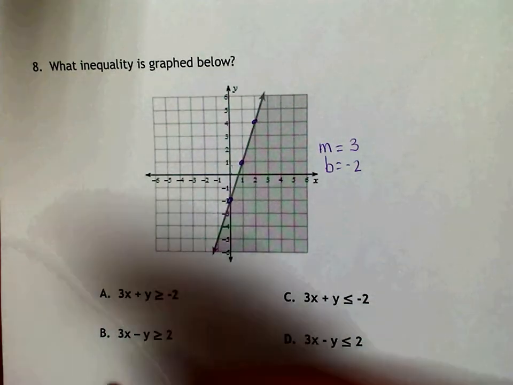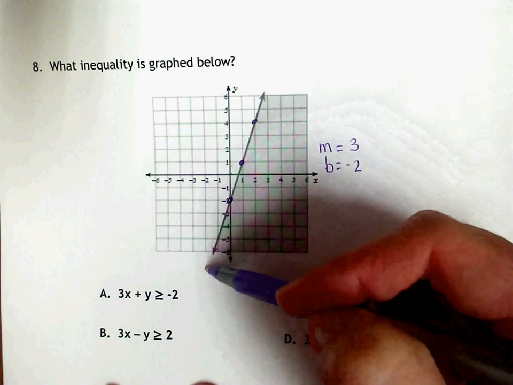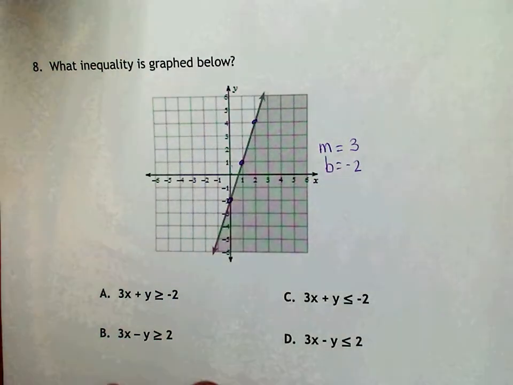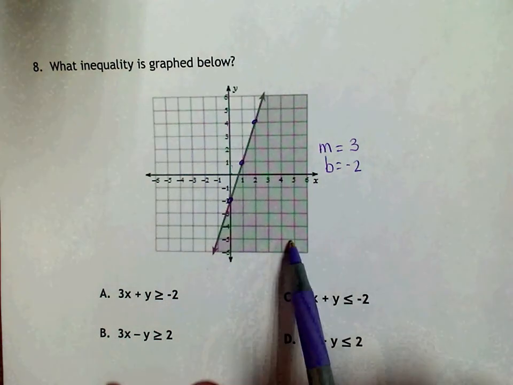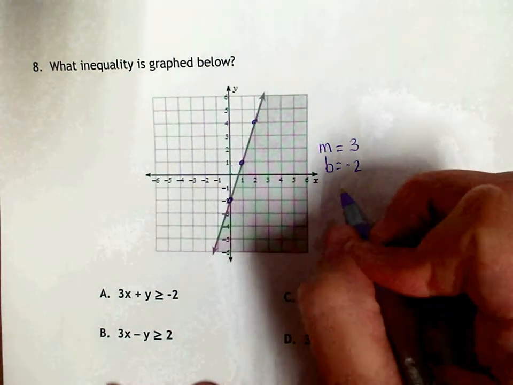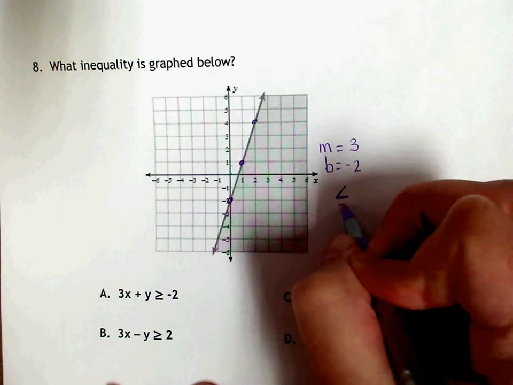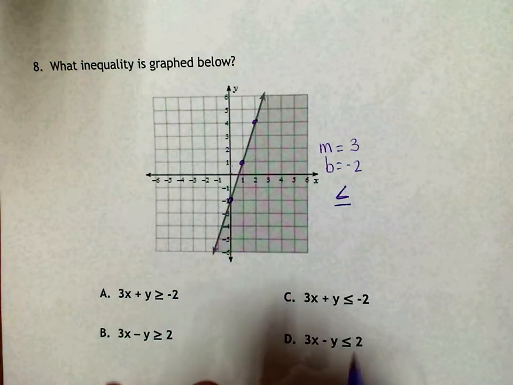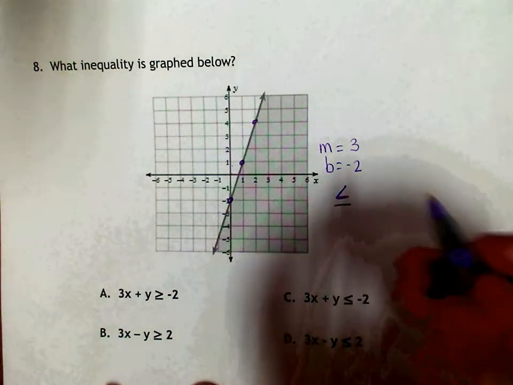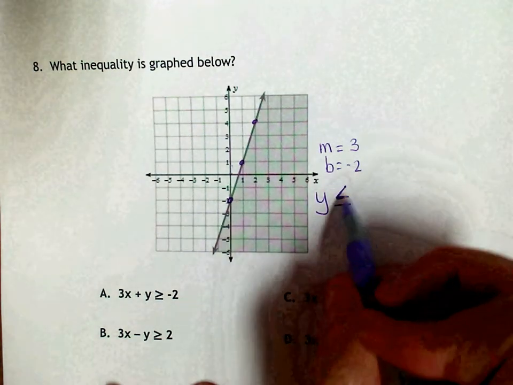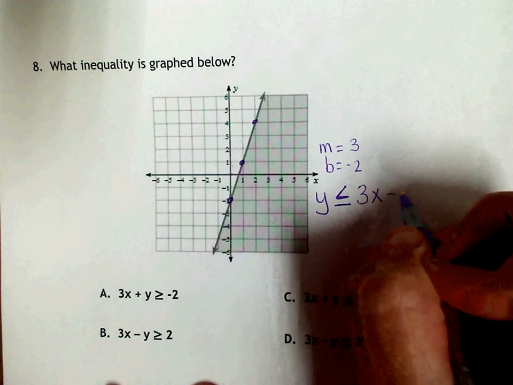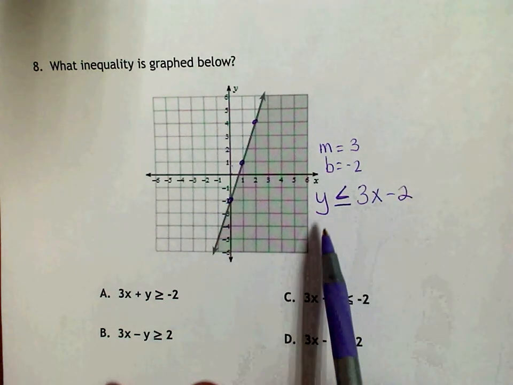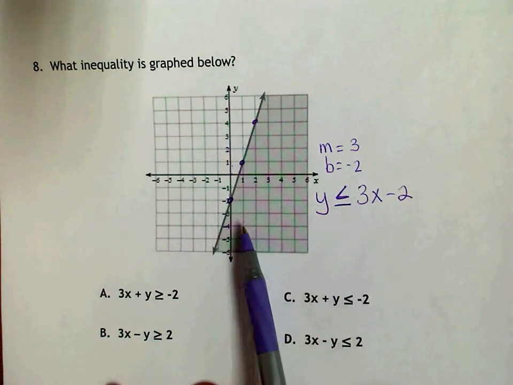Okay? This is a solid line, so that means that my inequality is going to have the bar under it, and it's shaded below. Okay, so I know that it's going to have to be less than or equal to when I write my inequality. So we're going to have to say y is less than or equal to, the slope is 3, so it'd be 3x minus 2. So this is the slope-intercept form of this inequality.